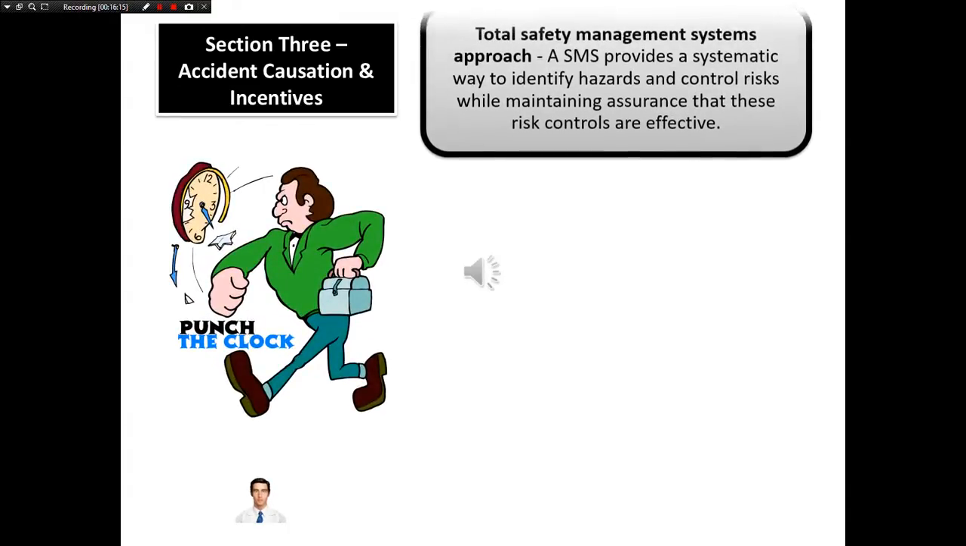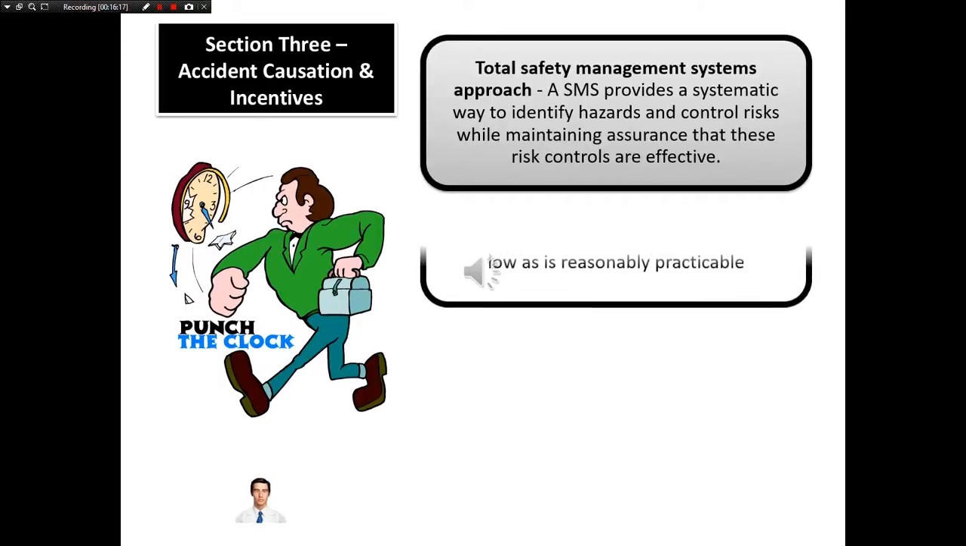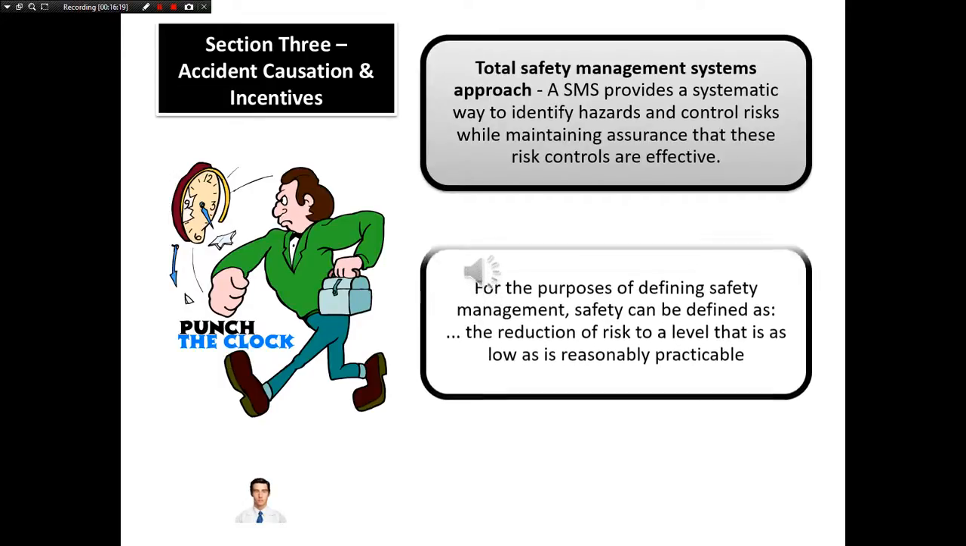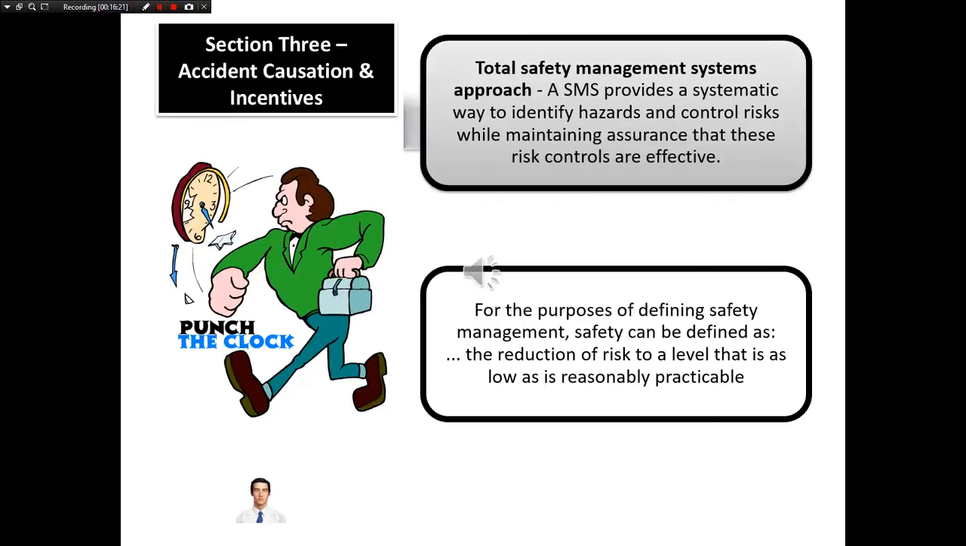Total Safety Management Systems approach: an SMS provides a systematic way to identify hazards and control risks while maintaining assurance that these risk controls are effective. For the purposes of defining safety management, safety can be defined as the reduction of risk to a level that is as low as is reasonably practicable.